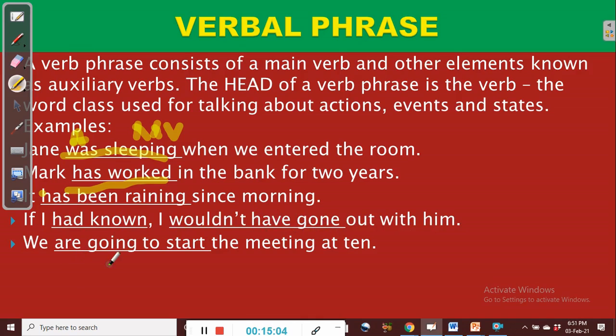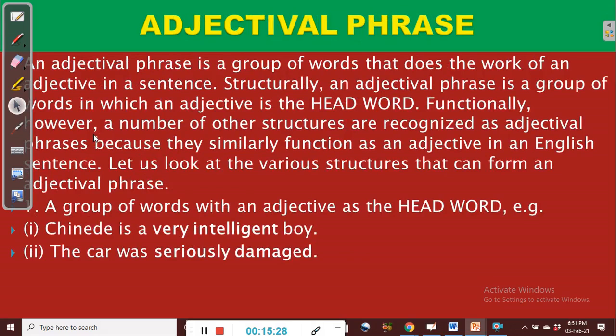Next, we are going to start the meeting at 10. "Are going to start" is the verb phrase here, all right? So you can see examples of the verb phrase, and each verb phrase functions like a verb and plays the key role of expressing an action or a state in a sentence.